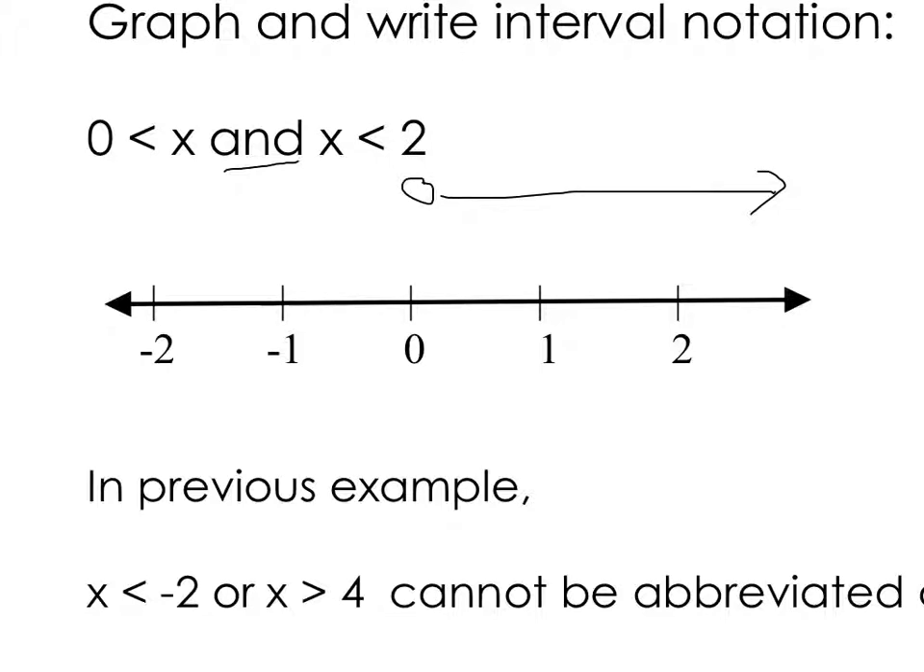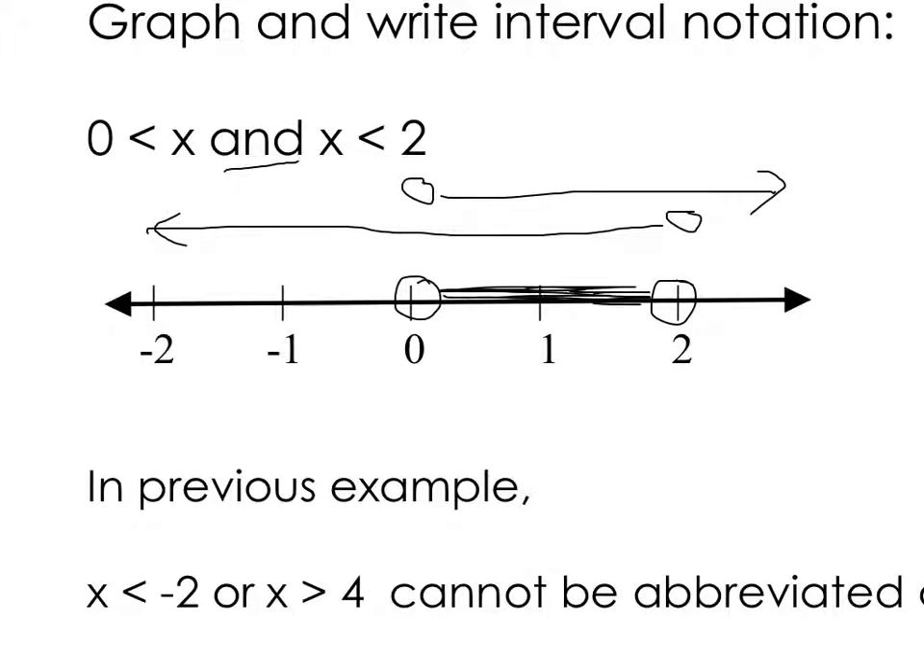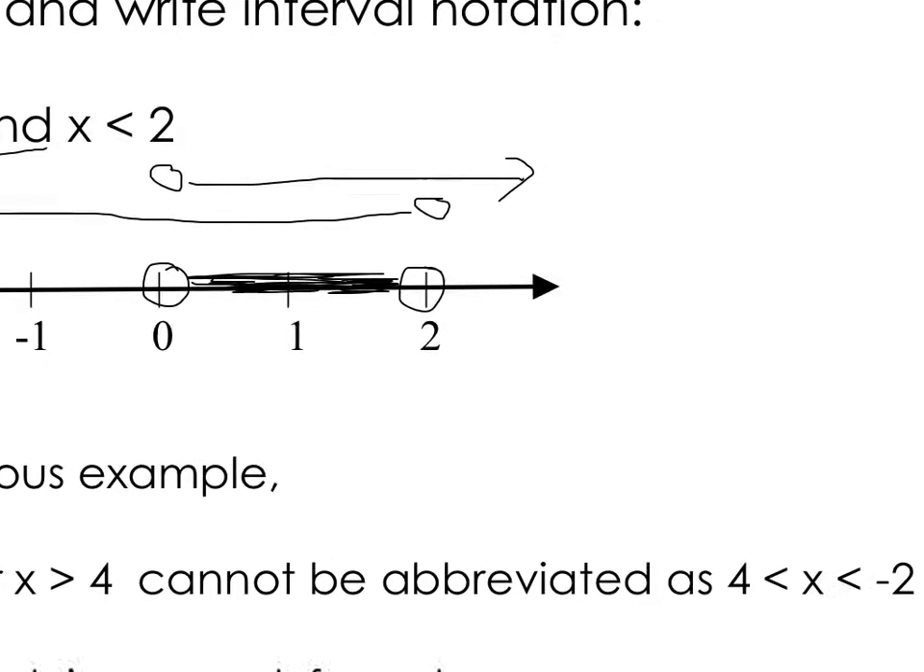And at the same time, x is less than 2. Can't be equal to 2, we use a hollow circle. So where are both of these things true at the same time? Between 0 and 2. And we do not include the 0, we do not include the 2. So that's our intersection of 0 is less than x and x is less than 2.